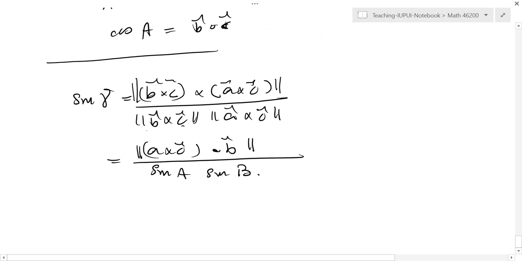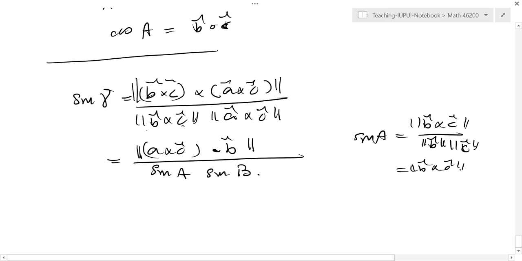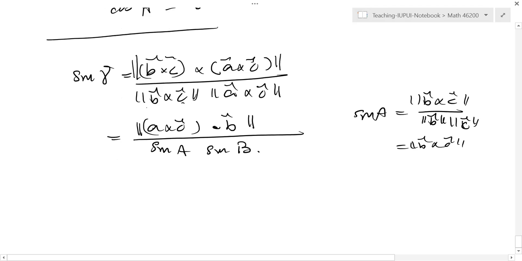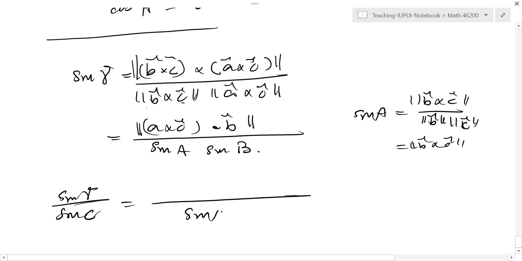So if you use this identity, sine A is going to be also, but these B, C are unit vectors, so don't worry about that. So that's why. Okay. So now sine gamma, sine C is sine A, sine B, sine C.